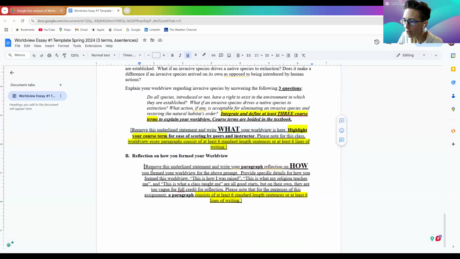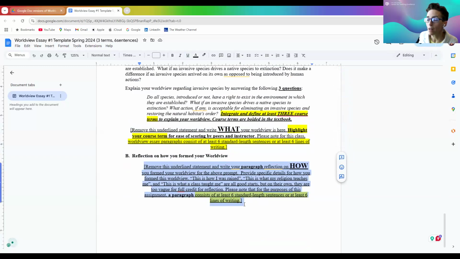In the second part, when you're writing your reflection, you remove everything in the bracket and you write how you formed your worldview. So thank you for asking that question. Now the reflection, this is where students fall. I'll tell you the very common places where students always lose points. It happens over and over again, so I can always just recite them to you.